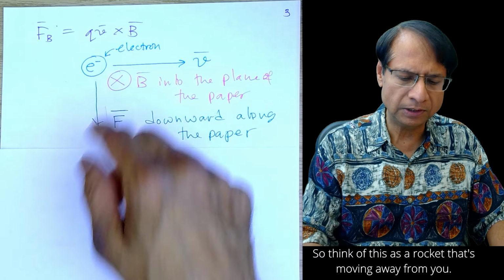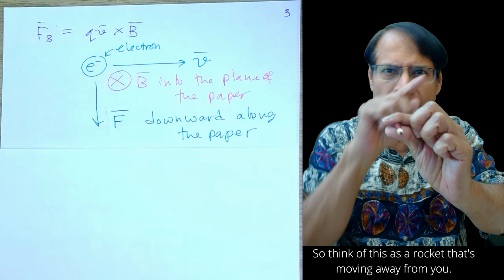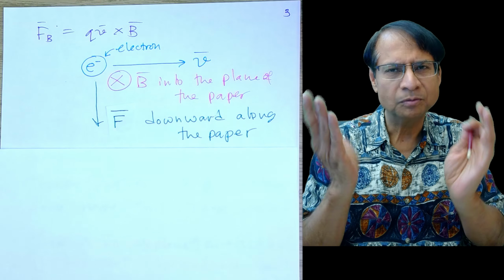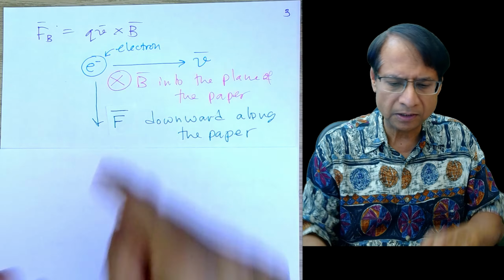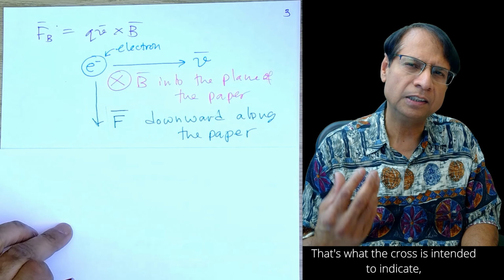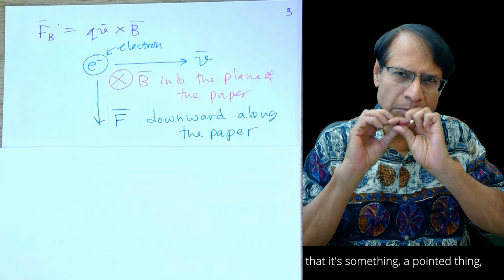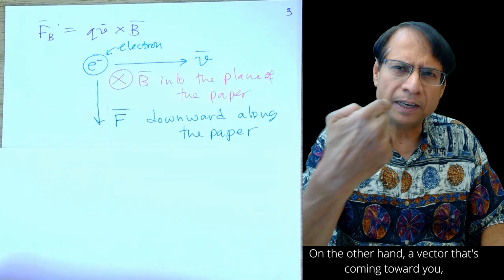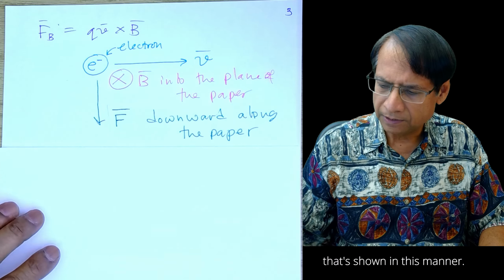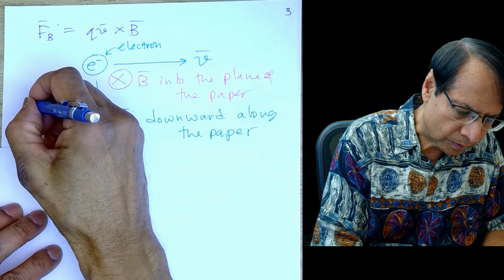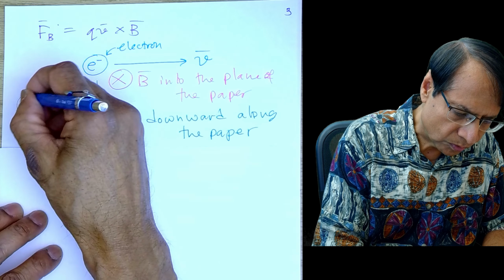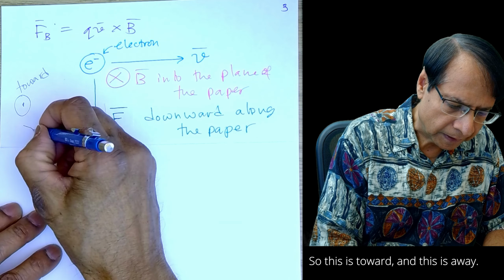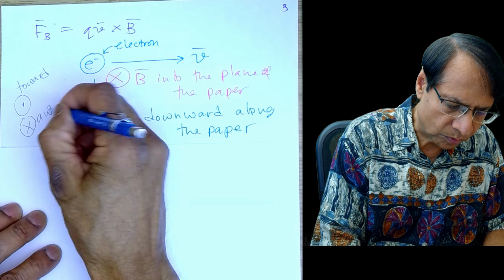So think of this as a rocket that's moving away from you. At the end of the rocket, you have some fins, or if it's an arrow, you'll have some feathers. That's what the cross is intended to indicate, that it's a pointed thing that's moving away from you. On the other hand, a vector that's coming toward you, that's shown in this manner. So this is toward and this is away.